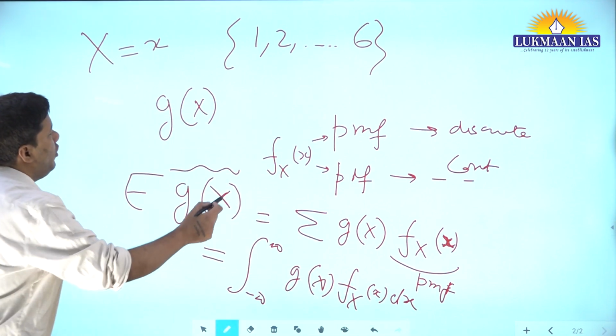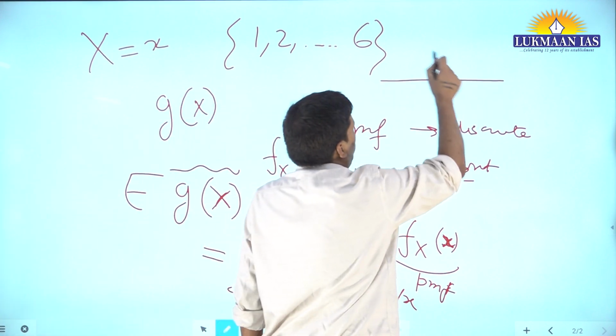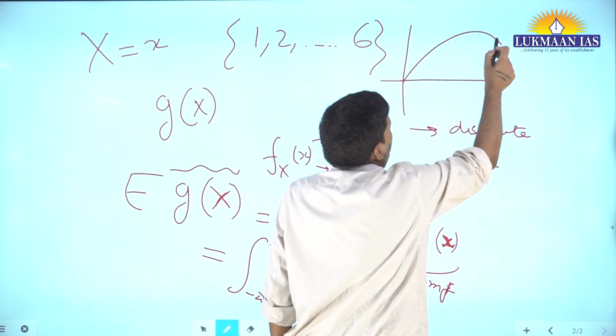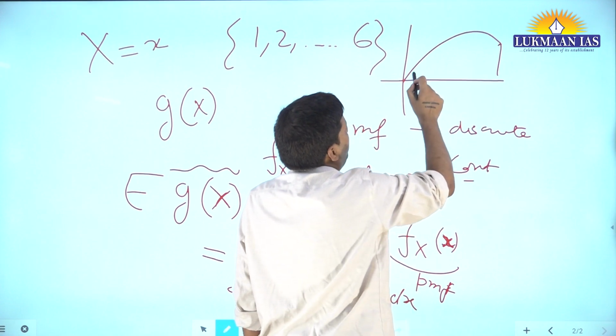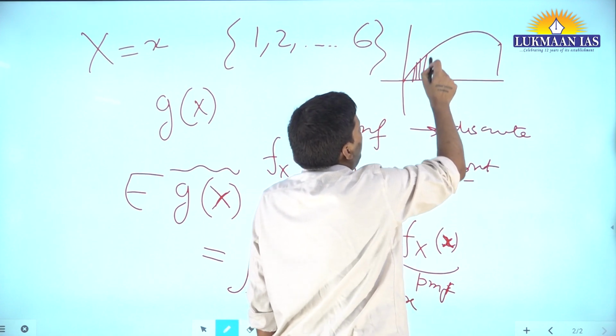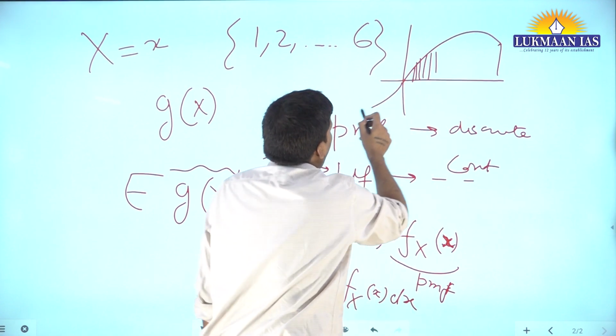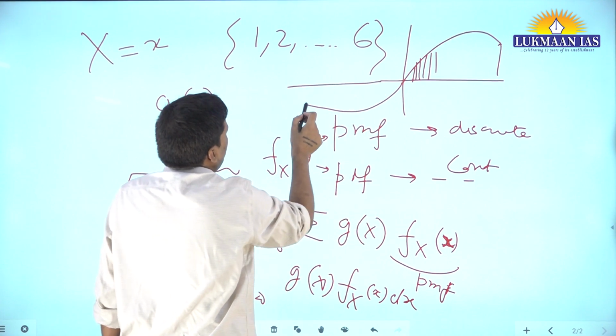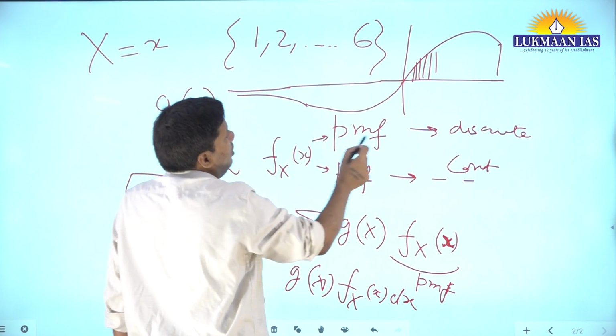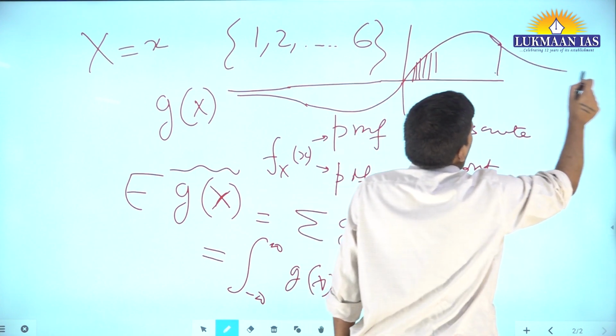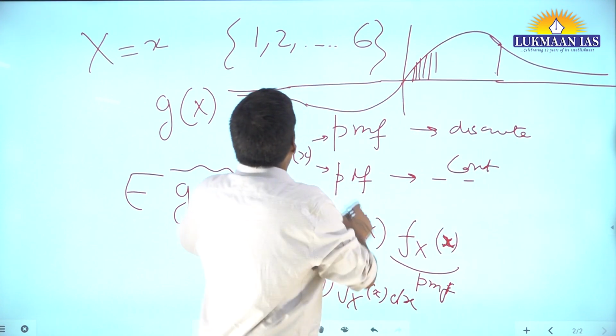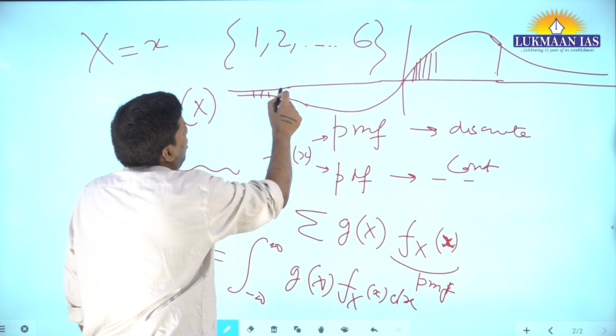See, in basic calculus, how do you calculate area? Let's say this is the area you have to calculate. You will integrate this area. Let's assume the area is like this. It is going to infinity here, and here also it is going to infinity. So how will you calculate this area?